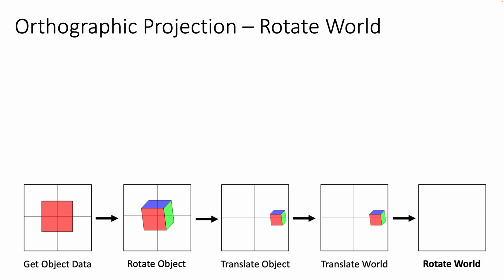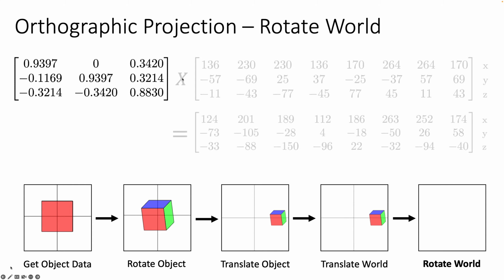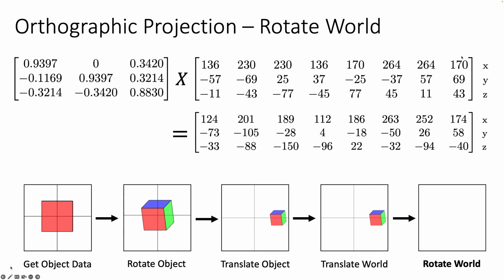The final step is to rotate the entire world. You can either rotate the camera angle, but I think it's easier to think about it as rotating the entire world. In our example, I'm going to rotate the world by 20 degrees on the x, minus 20 degrees on the y, and 0. If we put those numbers into the rotation matrix formula from earlier, we get this transformation matrix. Multiply that by the matrix we've been building up to this point, and we get our final matrix. This is actually the final vertices of the cube.